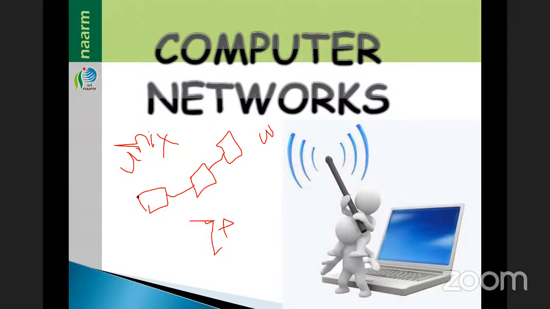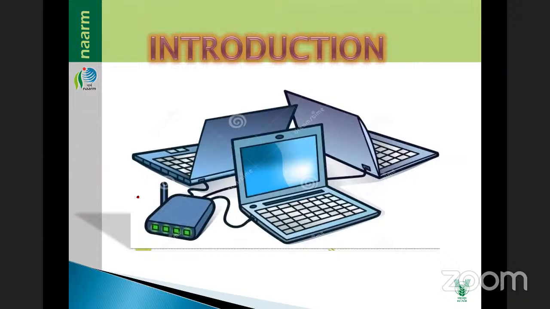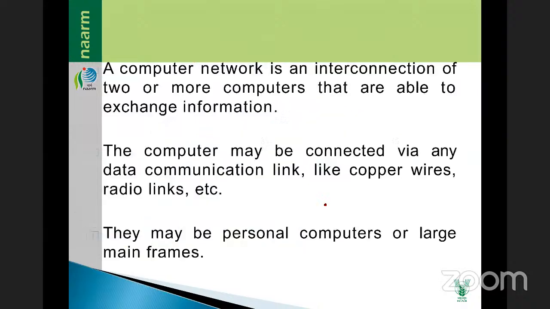For sharing the resources, how are we sharing? Through a modem, because now network hubs are there. You see here, one computer is connected to another computer. How is it connected? By cables. What cables are we using? UTP cable, I will come to that. The computer network is an interconnection of two or more computers that are able to exchange information, and may be connected via data communication links like copper wires and radio links. What wires are we connecting with? UTP cable.